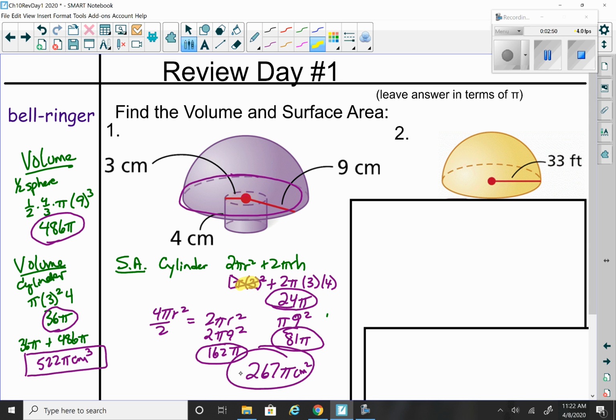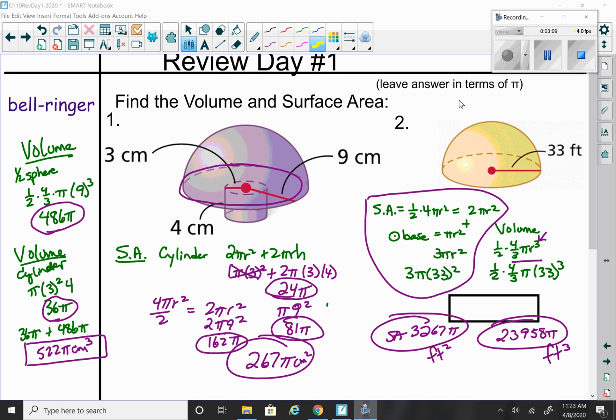So I went with my three pieces added together, the dome shape, the circle on the bottom, and then the lateral of my cylinder, and I have 267 pi centimeters squared. Again, that's the surface area of that composite figure.